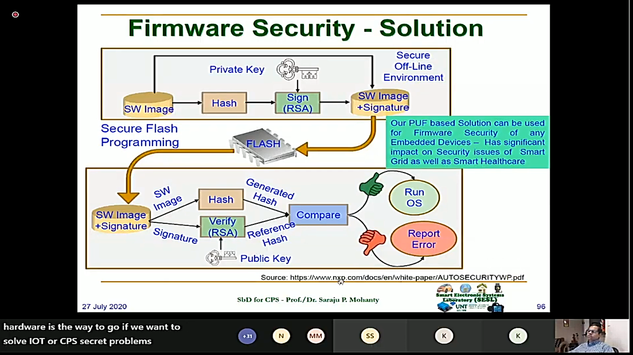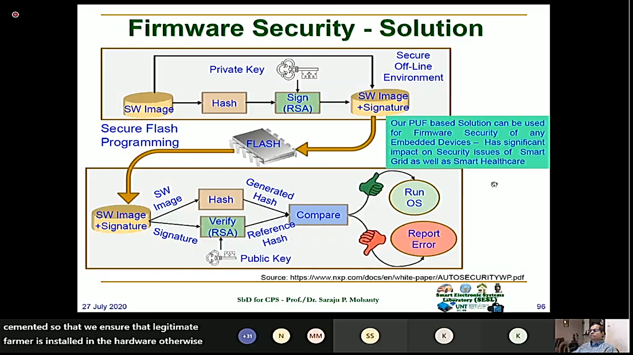So here is NXP Semiconductor's solution for how they are validating the firmware, so that, for example, firmware in the electronic control unit of a car, those are serious problems, or a smart grid or smart healthcare can also have similar problems. Okay, the firmware security needs to be maintained so that we ensure that legitimate firmware is installed in the hardware.